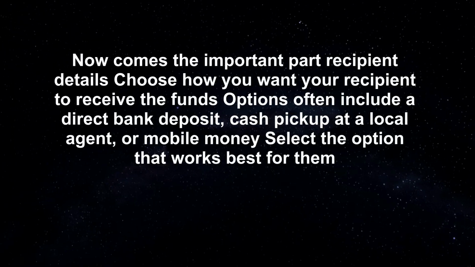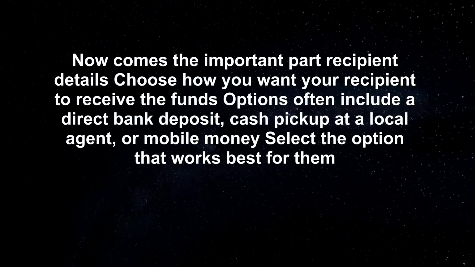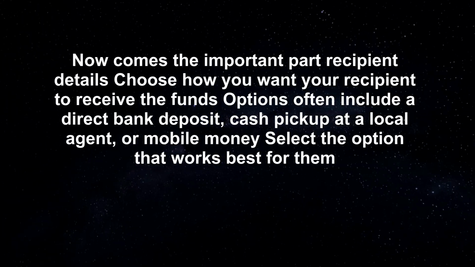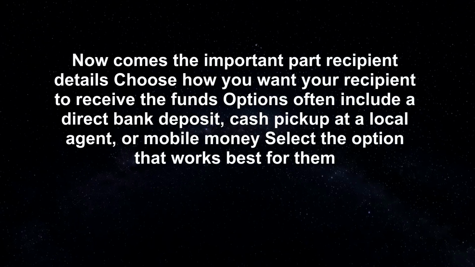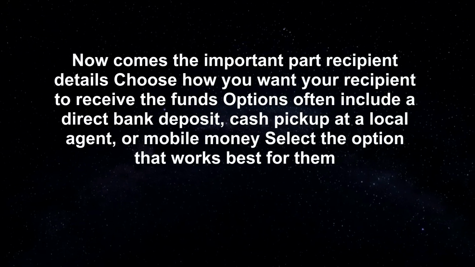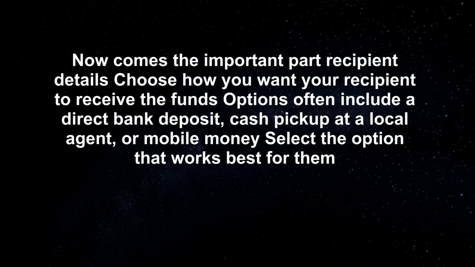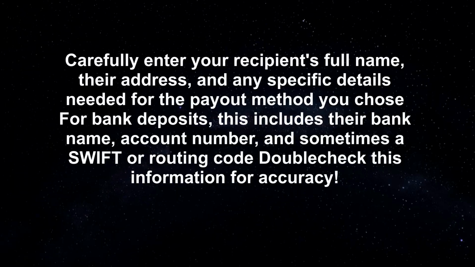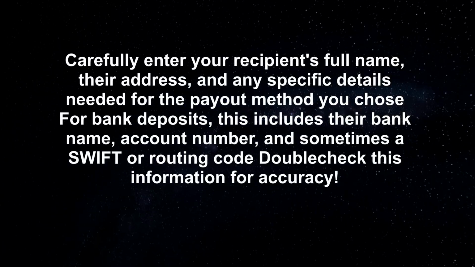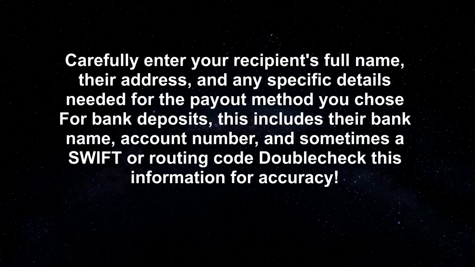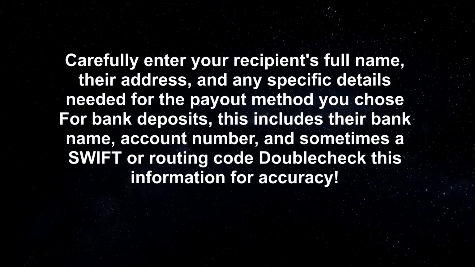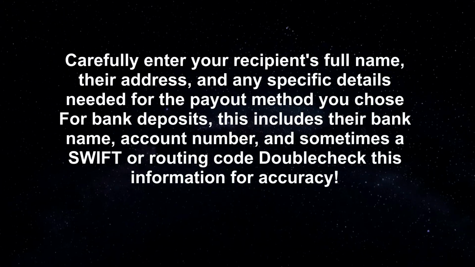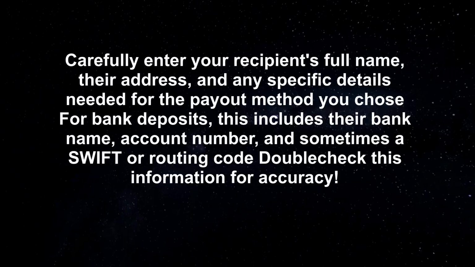Now comes the important part: recipient details. Choose how you want your recipient to receive the funds. Options often include a direct bank deposit, cash pickup at a local agent, or mobile money. Select the option that works best for them. Carefully enter your recipient's full name, their address, and any specific details needed for the payout method you chose. For bank deposits, this includes their bank name, account number, and sometimes a SWIFT or routing code. Double-check this information for accuracy.